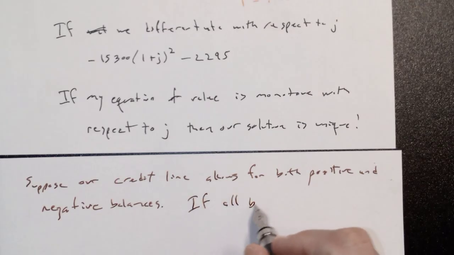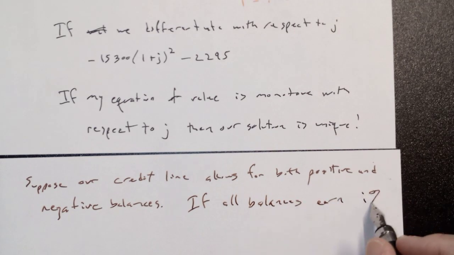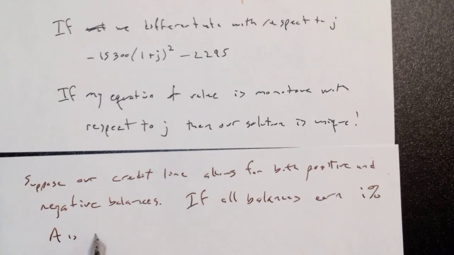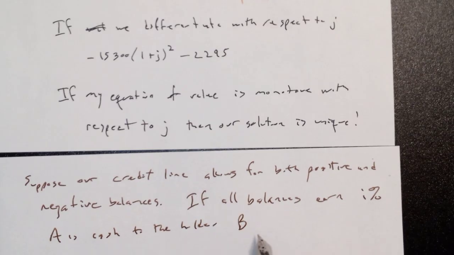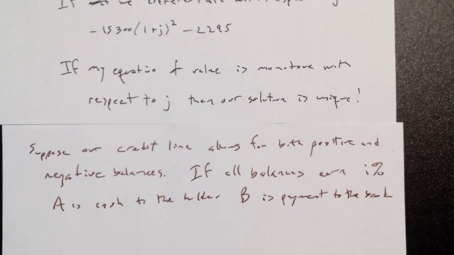If all balances, both positive and negative, earn the same rate, A is cash to the holder, B is payment to the bank. So I'm thinking of this from my perspective as the guy who has the credit line. When I borrow money, they're giving it to me. When I pay it back or when I put the money in the bank, that's a negative.